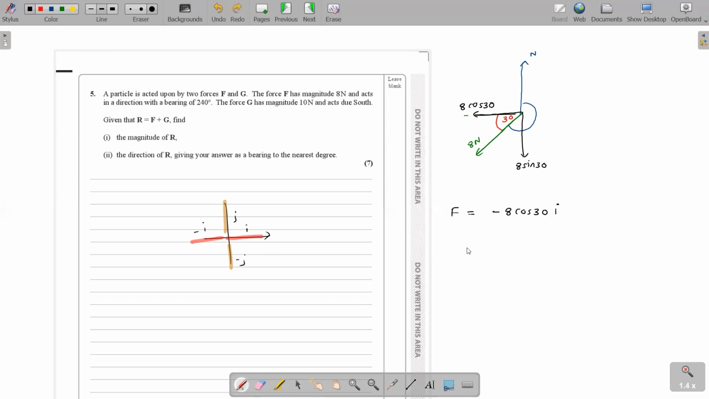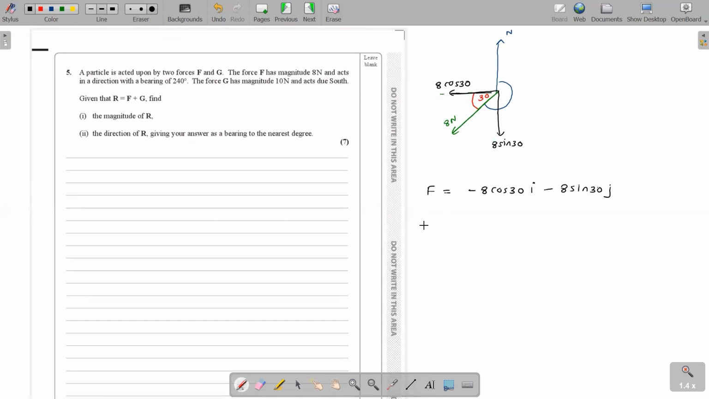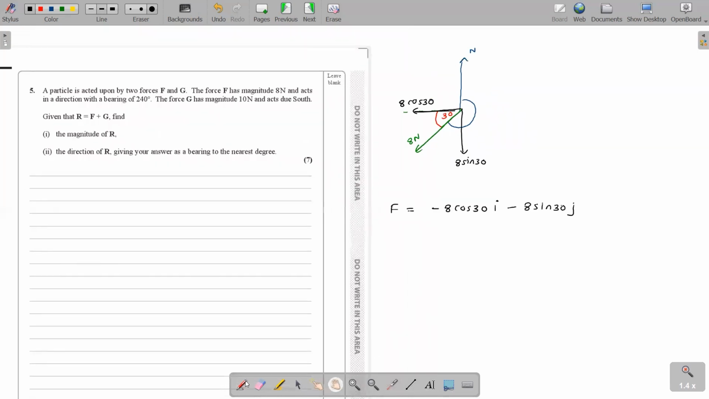And then what about the 8 sine 30? Is it positive j or negative? It's negative 8 sine 30 j because you're going downwards. Can you see? So I managed to convert the force entirely in terms of I and j. Okay. So now my force is entirely in terms of I and j. Let's write G also in a similar manner.